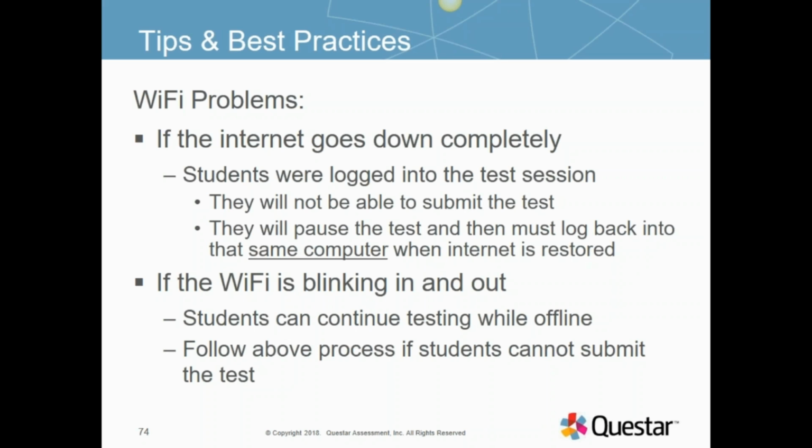So students were logged into the test session, and they won't be able to submit the test. If there's no internet connection, they're not going to be able to submit it. They will get a message. If there's a weak internet connection, like the Wi-Fi is blinking in and out, or there are too many students using a Wi-Fi connection and the Wi-Fi is overloaded, then the test will just spin when the student clicks submit. You'll see a green spinner, okay? So that's how you'll know whether or not there are Wi-Fi problems.